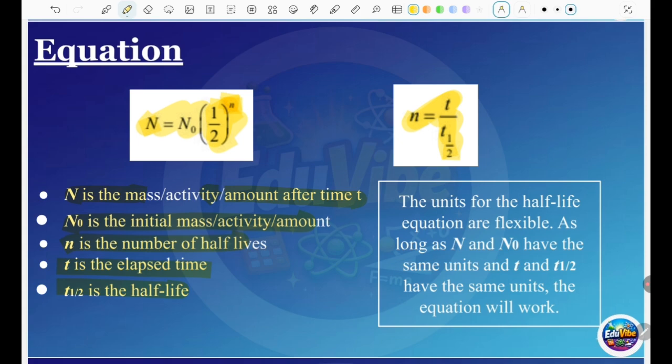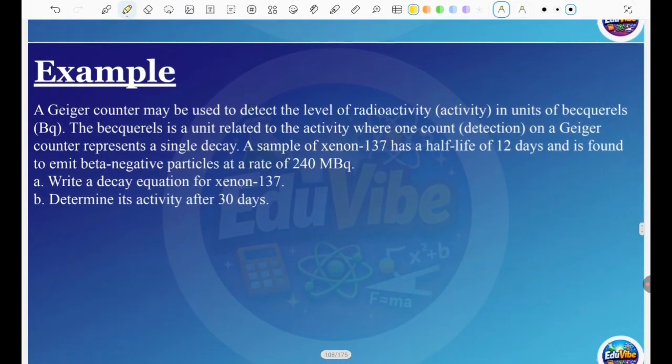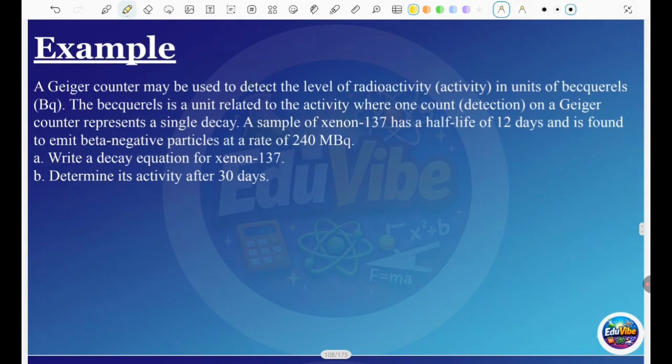T half means the half-life time. They've given us that. The units of the half-life equation are very flexible as long as all units are the same, so t and T half have the same units, like seconds or hours. It doesn't matter which, but they have to be the same. If not, you have to convert one of them. So there's an easy thing, and we go straight to the examples of this.